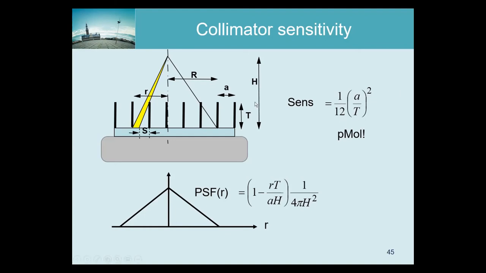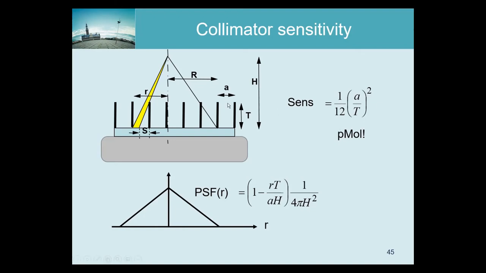But the cool thing about this is to see that H is not there. So that means if I move this point source up and down, the total amount of counts seen by the crystal or by the detector will stay the same. So the reason why a gamma camera should be very close to the patient is not to get good sensitivity, because that has no effect. The reason that we put it close is that we then have good resolution.